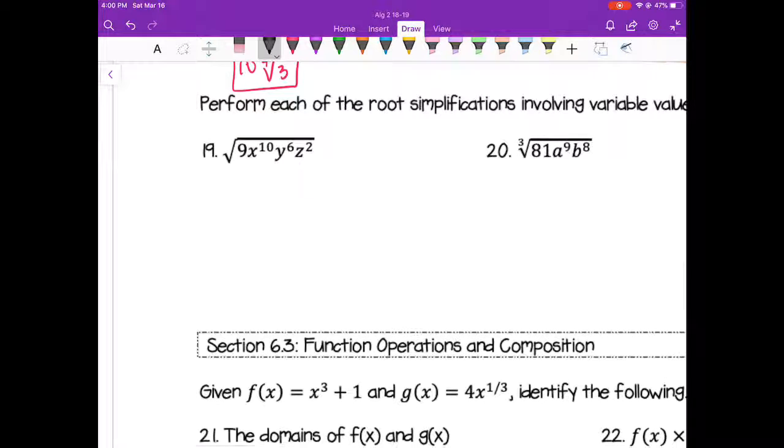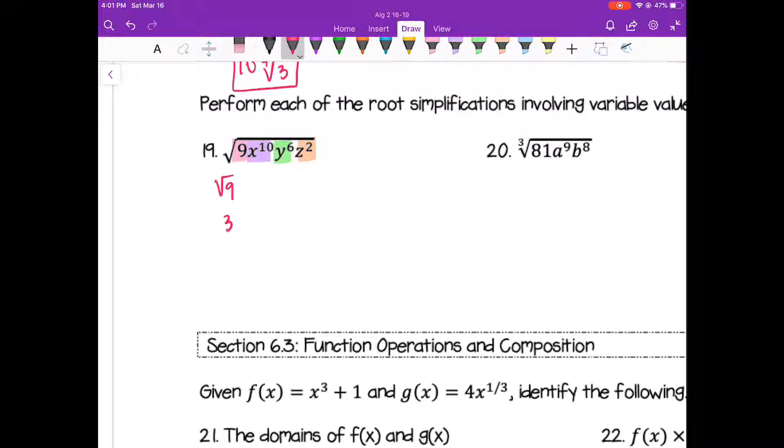Now for numbers 19 to 21, we are performing root simplification again, but these involve variables. So we break them into individual pieces, right? So we've got the square root of 9, the square root of x to the 10th, the square root of y to the 6th, and the square root of z squared. So the square root of 9 is a perfect square, so the square root of 9 is a whole number.